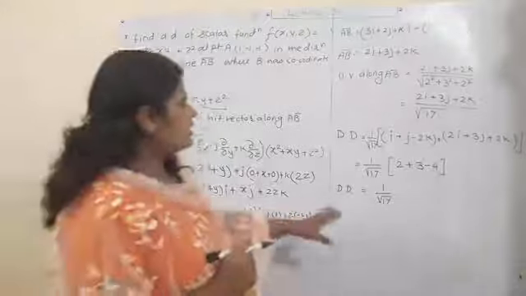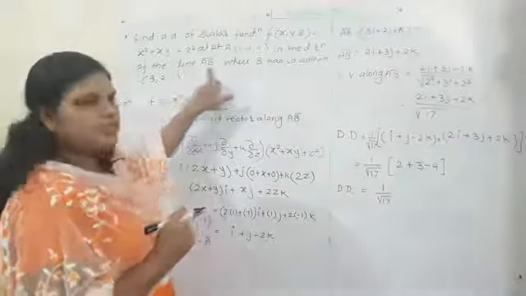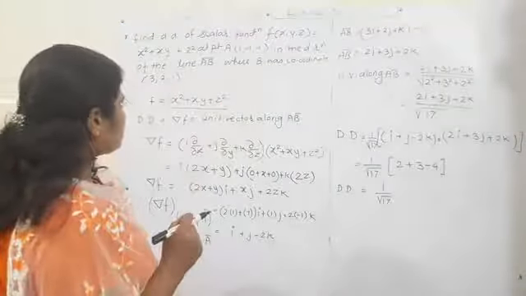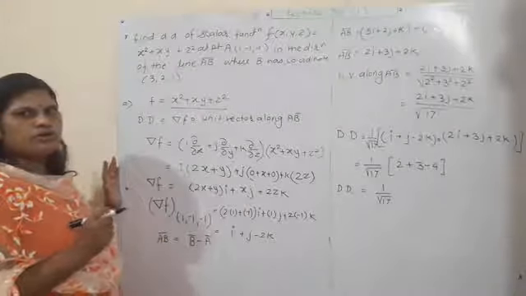और ये हो गया डायरेक्शनल डेरिवेटिव ऑफ दैट फंक्शन f along that direction AB bar, and we have given some condition. With that condition I have solved that problem, and one more problem I will give for your homework.